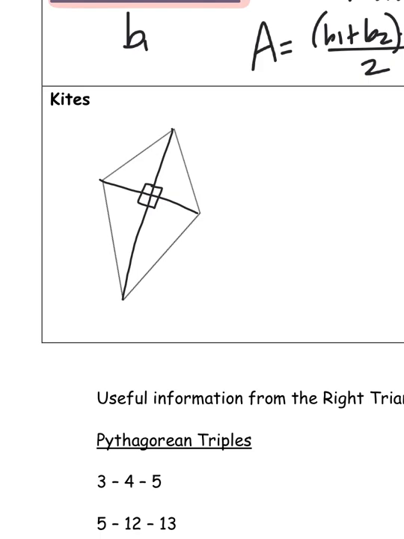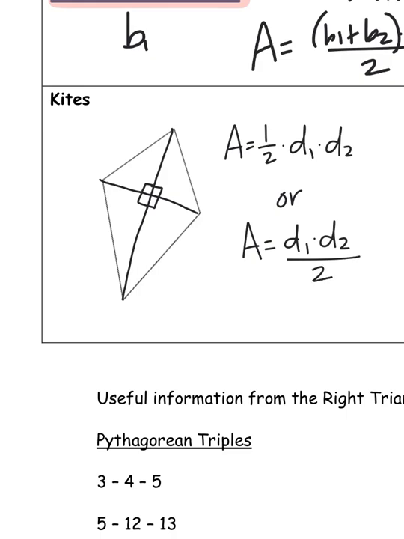The formula for the area is area equals 1/2 times diagonal 1 times diagonal 2, or you could write that area equals diagonal 1 times diagonal 2 divided by 2. Looks just like a rhombus, right? That is because a rhombus meets the definition of a kite. A rhombus can be considered a kite, but it has its own name, so we don't usually call it a kite.